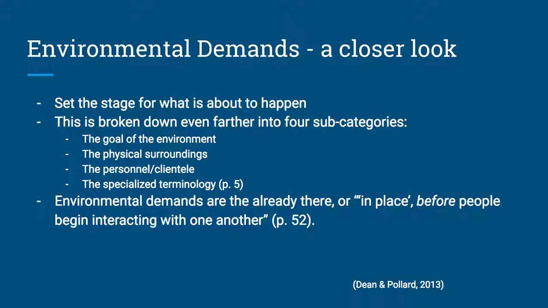Environmental demands set the stage for what is about to happen. This is broken down even further into 4 subcategories: the goal of the environment, the physical surroundings, the personnel or clientele, and specialized terminology. Environmental demands are already there or in place before people begin interacting with each other.